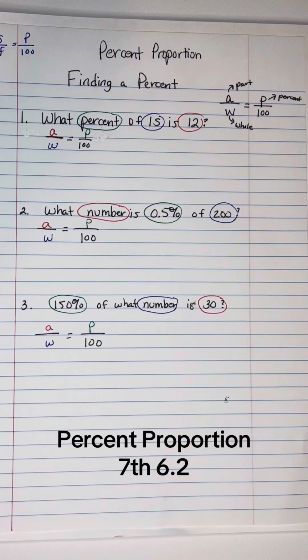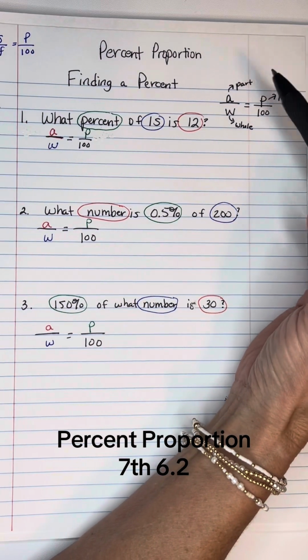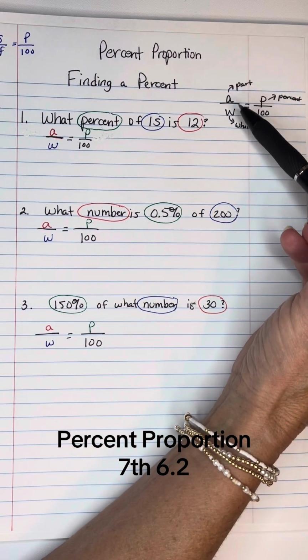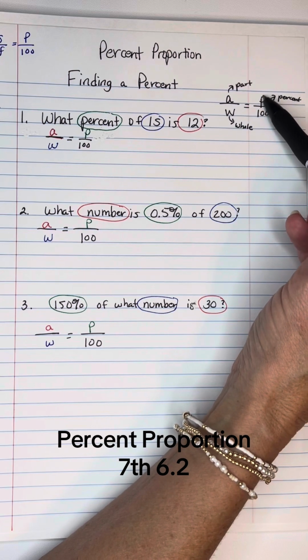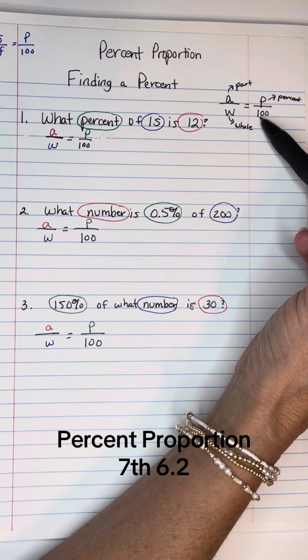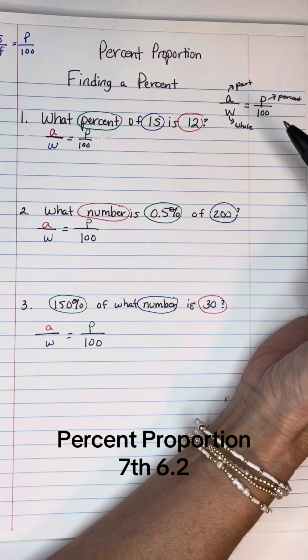We're going to find percents, and there's two ways to do that: the percent proportion and the percent equation. We're going to start off with the percent proportion. Now, some books use the part over the whole equals the percent over 100, and that's the way I'm going to address this, since the Big Ideas book does it that way.